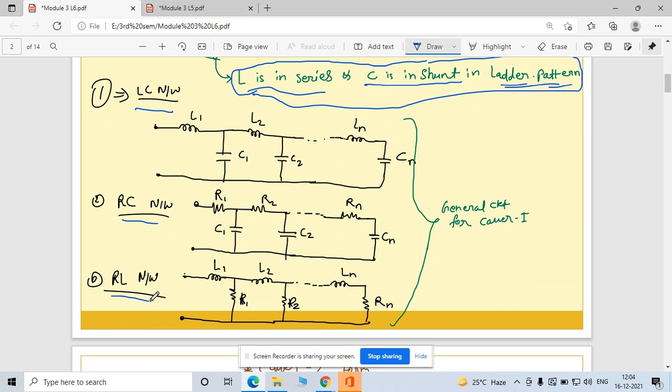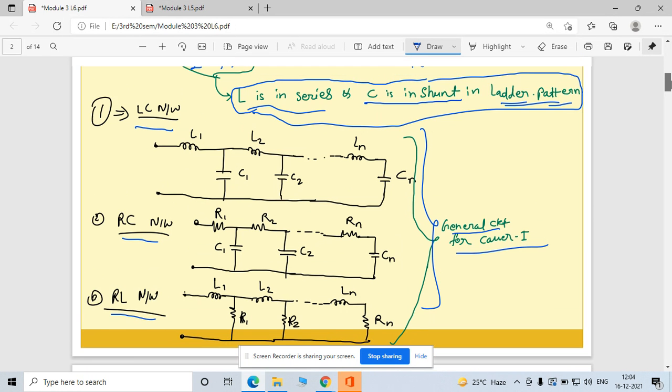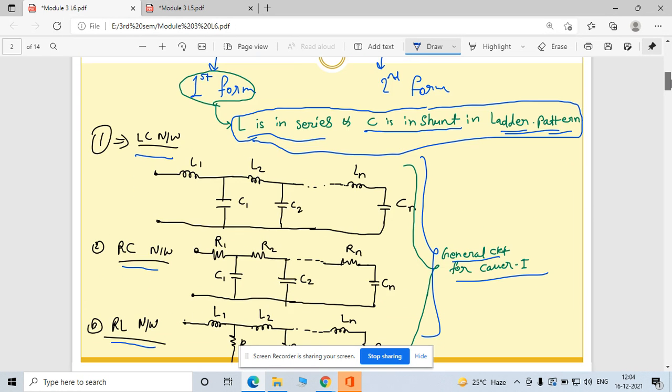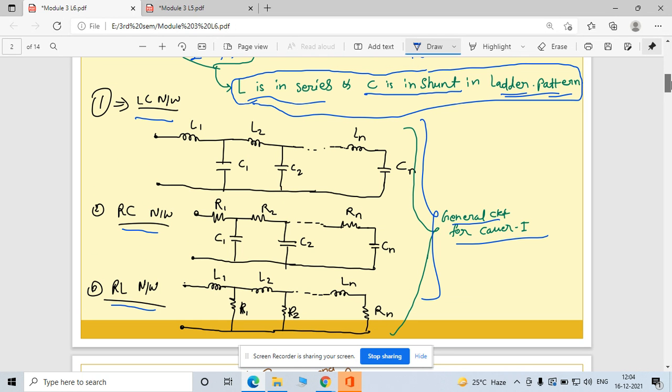So similarly this is the RL network. So L is connected in series with this. So this is a general and standard equation for your Cauer 1 form, Cauer 1 function, right? So you have to compare the equations, or whatever the function is given to you. If you want to draw the Cauer 1 circuit, you have to proceed accordingly. Okay.